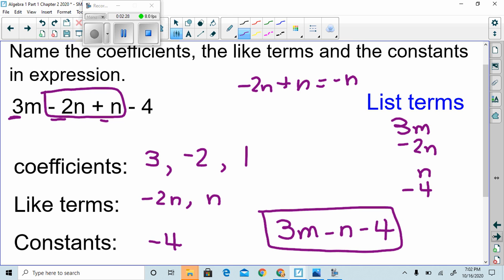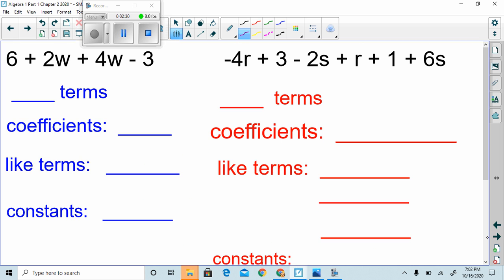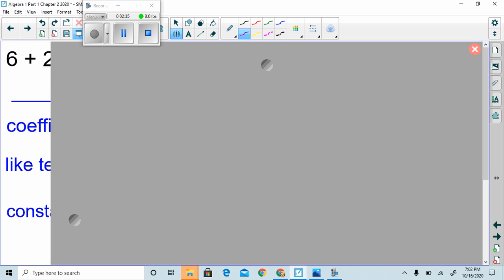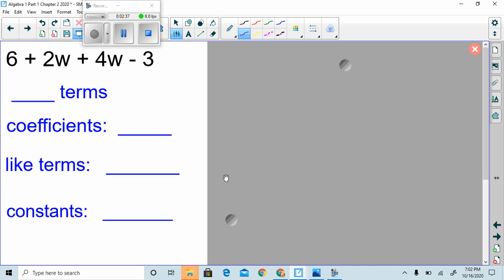Let's take another look at this. I'm going to ask you to identify, and we'll do one at a time. Let's take a look at the first one. 6 plus 2w plus 4w minus 3. Right now, before I do any simplifying, I have 1, 2, 3, 4 terms. The question is, will it stay 4 terms or can I simplify it? We'll start with coefficients, numbers in front of variables. Remember, just the number, not the variable.